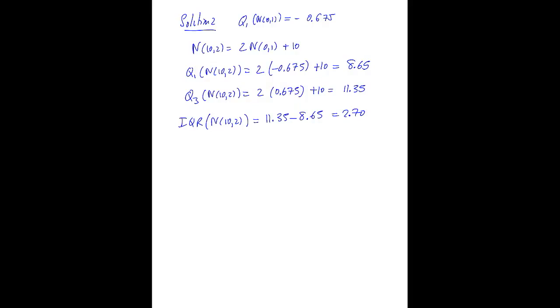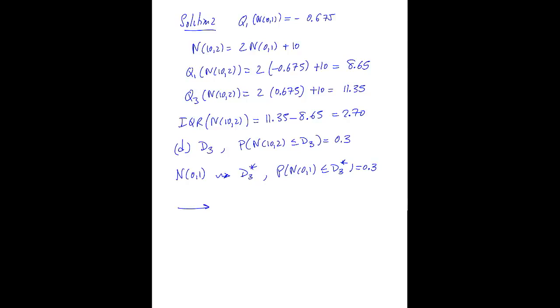Let's finish the problem, which is asking for the third decile. The third decile of our normal distribution is the point D3 where the probability of being less than or equal to D3 is 0.3. As usual, we go to the normal distribution (0, 1) and we look for its decile. Let's call it D3 star. So we're looking for the point where the normal (0, 1) less than or equal to D3 star is equal to 0.3. We go to the table, which I will not do here, but we get from here that D3 star is equal to minus 0.525.